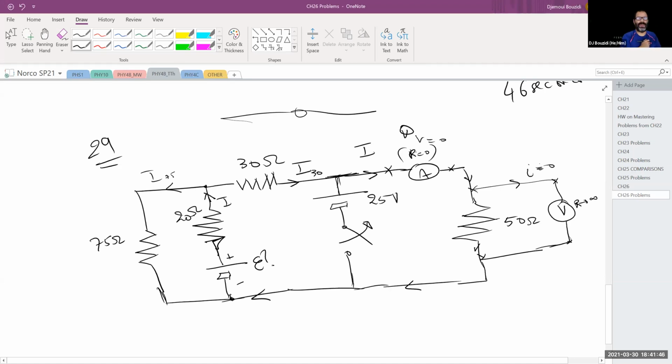And find the EMF. If I find the voltage drop between this point, I'm going to call this point A, by the way, and I'm going to call this point B. If I find the voltage drop between A and B, and if I find the current flowing through the 20 ohms, I'm in business. I know the answer to the question, okay?